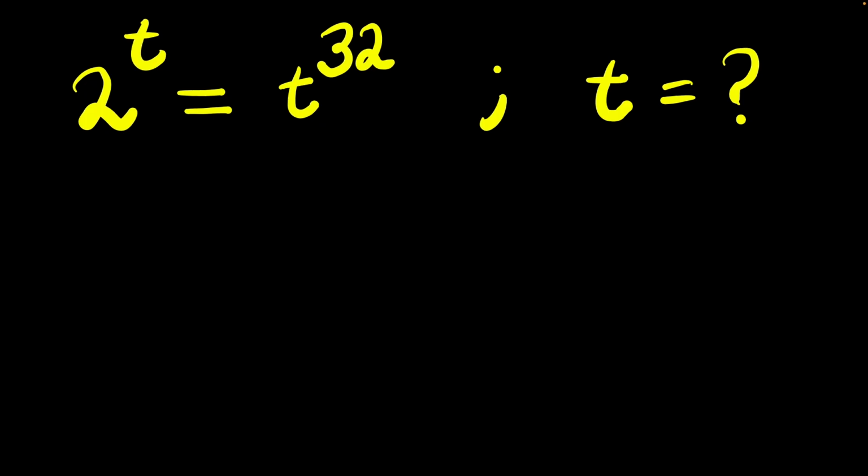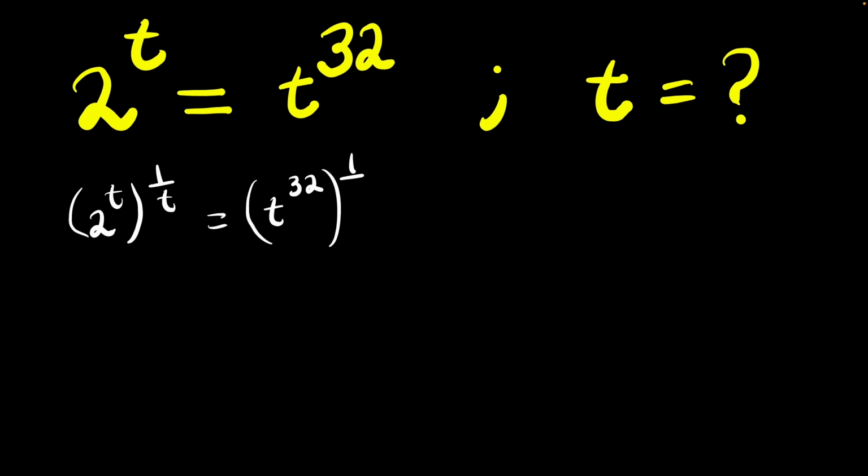In order to solve this question, first of all, I want to get rid of this t. So in order to get rid of this t, I'm gonna raise both sides of the equation by 1 over t, as well as the right side, t to the 32 whole to the 1 over t.